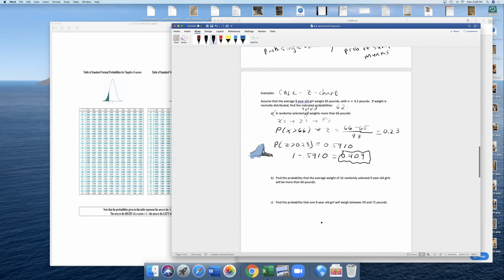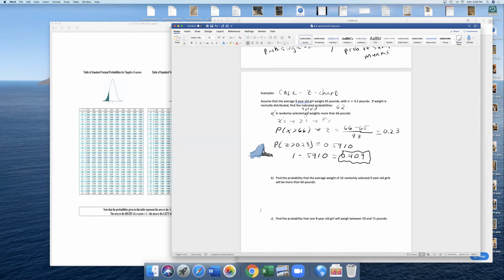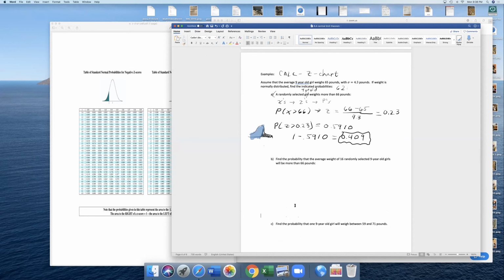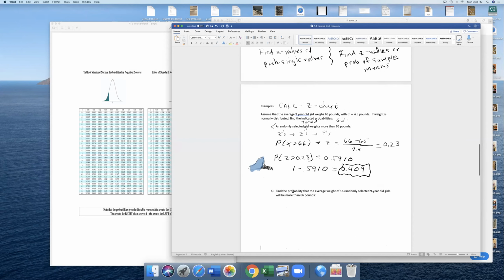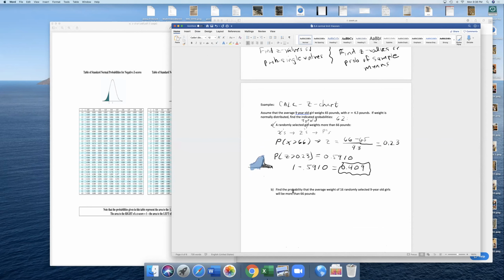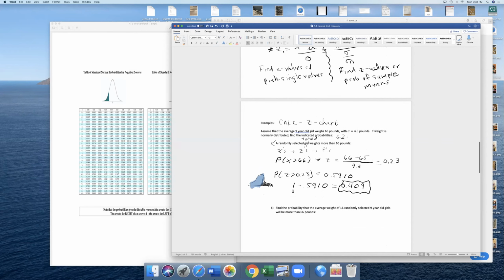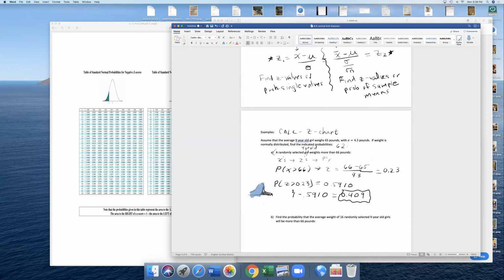Okay, so let's go on to the next bit of this, and I'm going to go back home and I'm going to put some more space over here, which says find the probability that the average weight of 16 randomly selected 9-year-old girls will be more than 66 pounds. Now, I hope you can see that we're no longer dealing with an individual value. Now, when we're looking for the probability of 16 randomly selected 9-year-old girls, we're dealing with a sample mean.